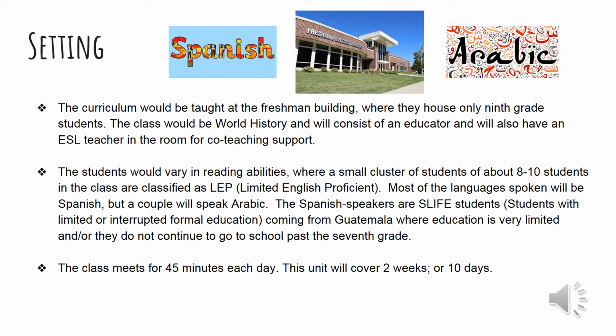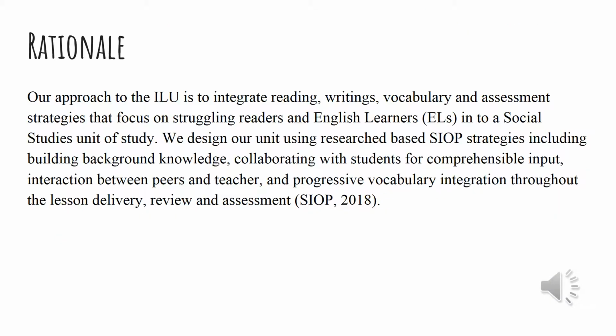This unit will be taught to a 9th grade social studies class of diverse learners, including a majority of English language learners and struggling readers. The class meets for 45 minutes each day. The unit will cover 2 weeks or 10 days. In a gist, our rationale is to integrate reading, writing, vocabulary, and assessment strategies that focus on struggling readers and ESL students in this unit of 9th grade social studies.